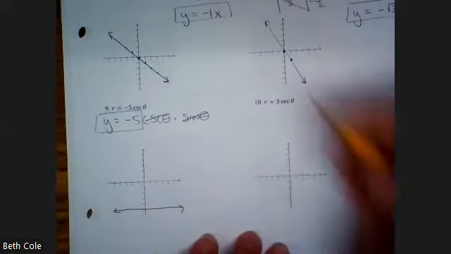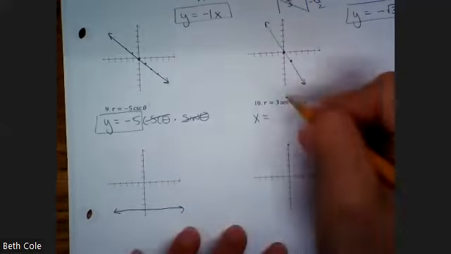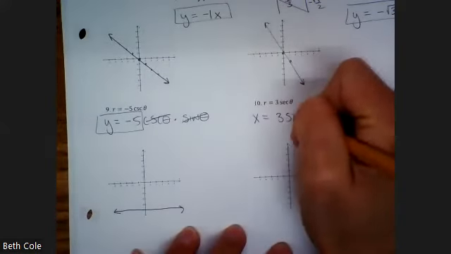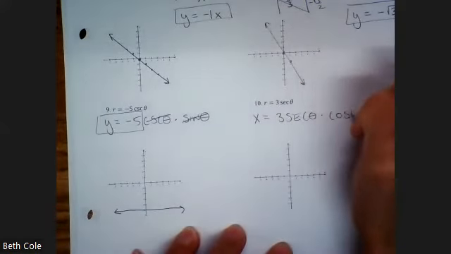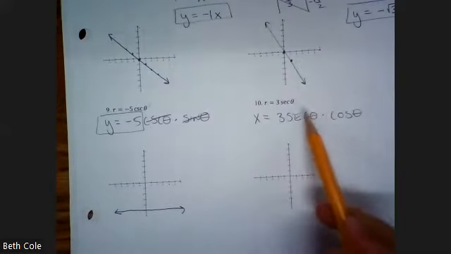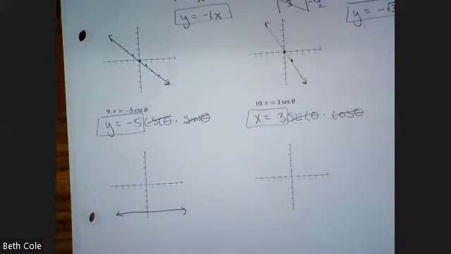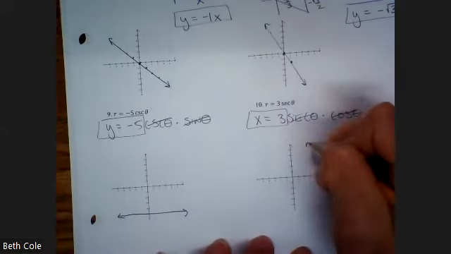And then this one's going to be the same thing, but we're going to do the x equals r times cosine theta. So this is r, and then times cosine theta. But again, secant and cosine are reciprocals. You can replace this with 1 over cosine, and then they're going to cancel out. You just get x equals 3. So that is a vertical line at 3.